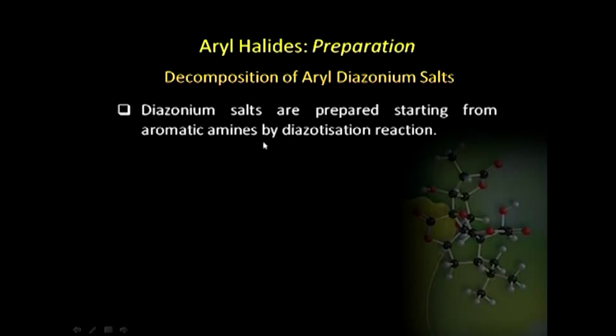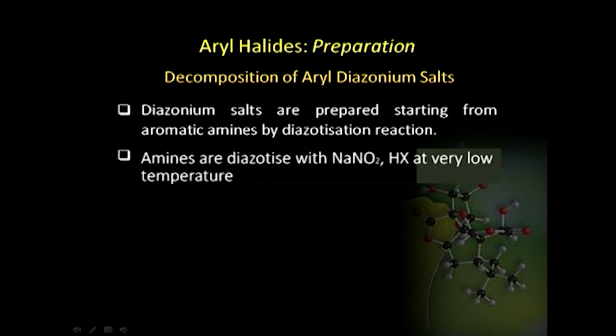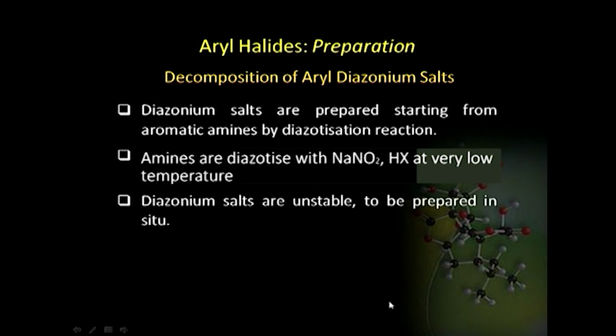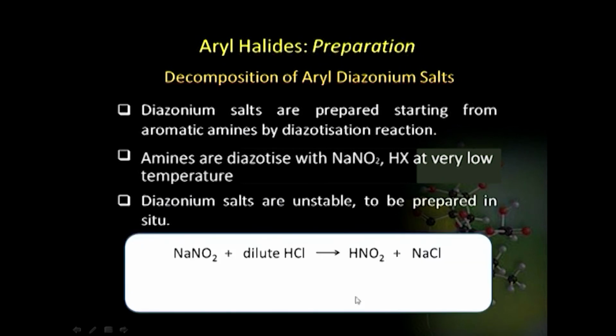Decomposition of aryl diazonium salts is another method of preparing aryl halides. Diazonium salts are prepared starting from aromatic amines by the diazotization reaction. Amines are diazotized with sodium nitrite and hydrogen halide at very low temperature. The diazonium salts are unstable and are to be prepared in situ. So, during the reaction it has to be generated.